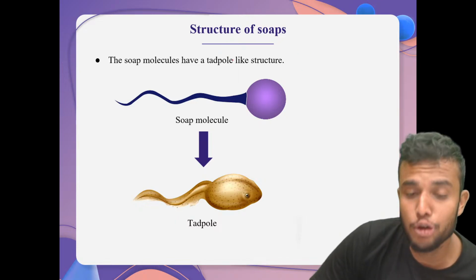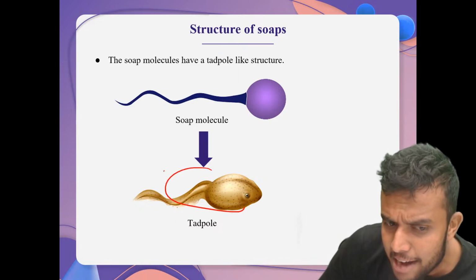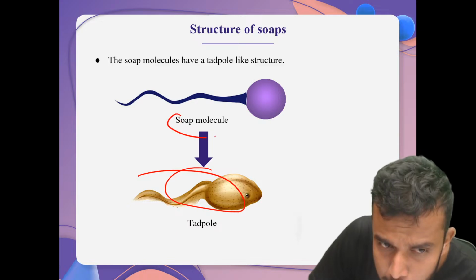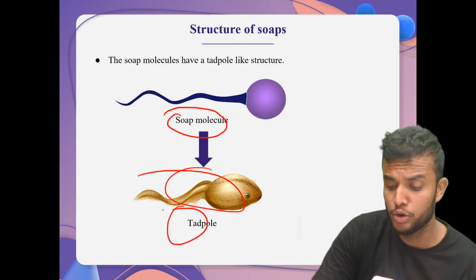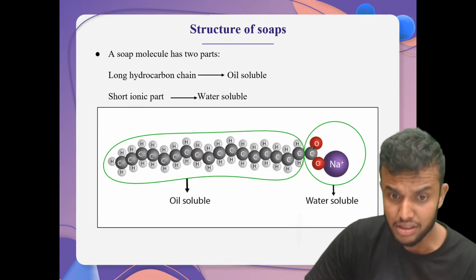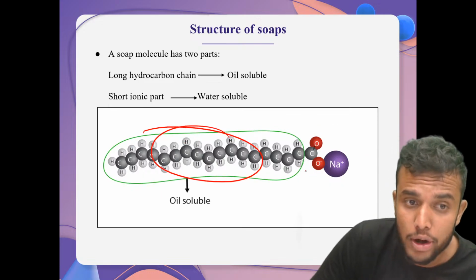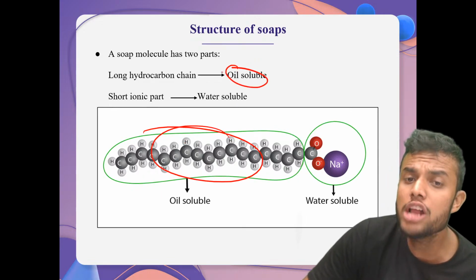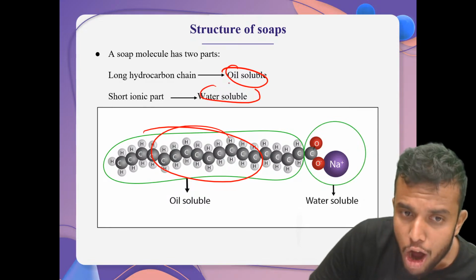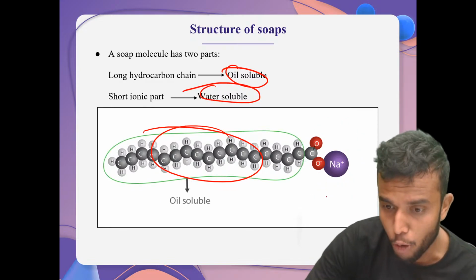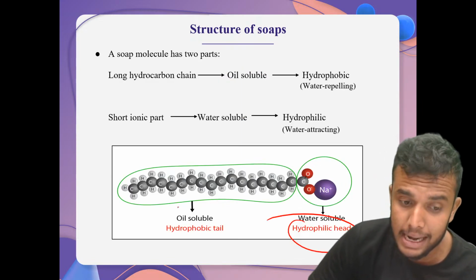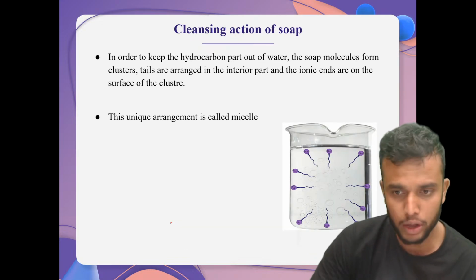Then, the structure of soap. Students, look here, it is like a tadpole. We know the soap molecule looks exactly like a tadpole. It has a head and a tail. The long hydrocarbon chain is oil soluble, and the short ionic part is water soluble. The water soluble part is called hydrophilic, and this one is hydrophobic.